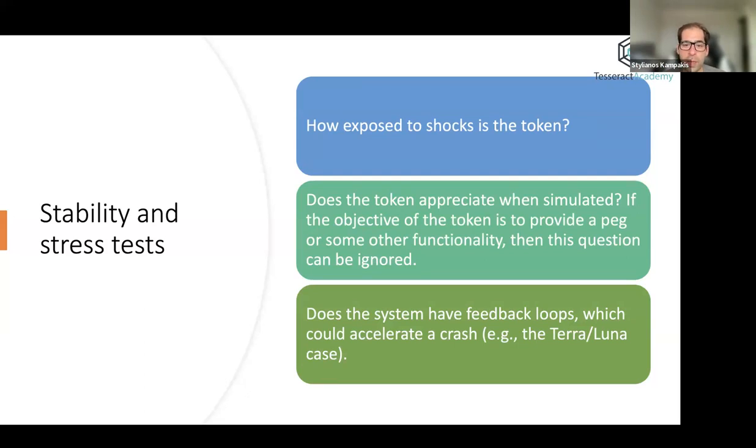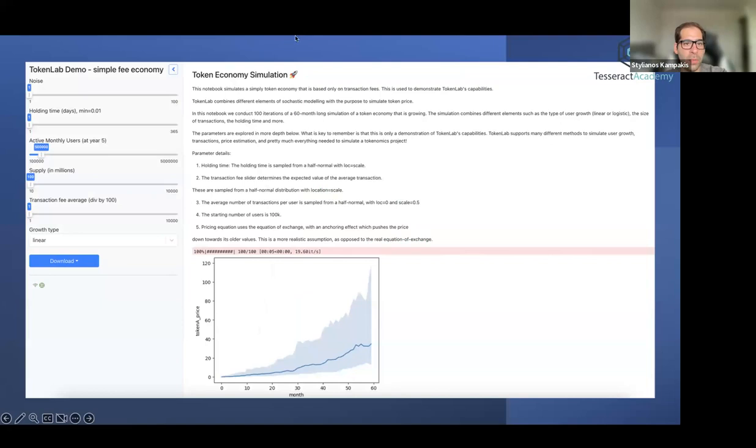If the objective of a token is to provide a peg or some other functionality, this question can often be ignored. But in most cases, most tokens that don't want to be stable coins want to appreciate in value. So you should at least make sure that they can preserve this value. And finally, does the system have feedback loops which could accelerate a crash? A good example being the Terra Luna case that suffered from this type of feedback loop.